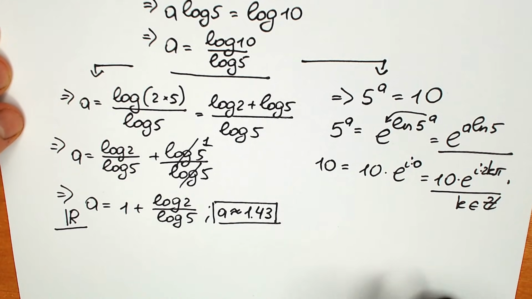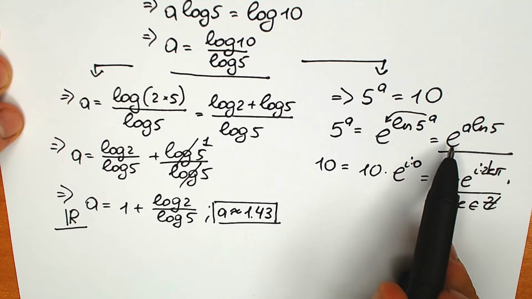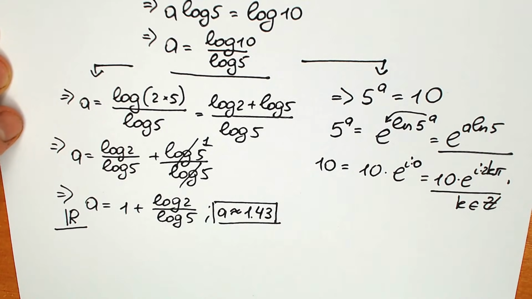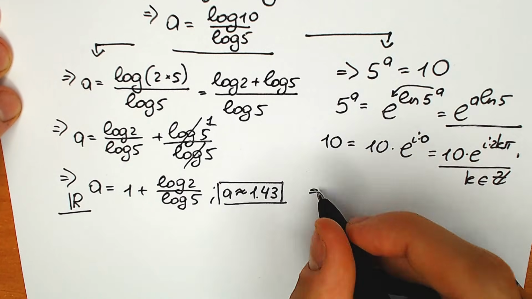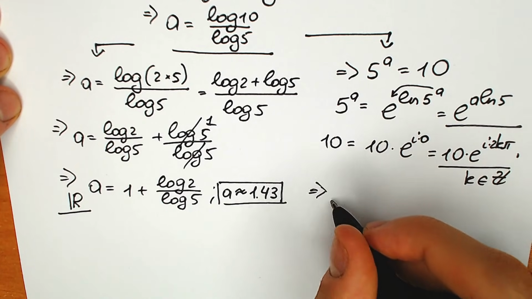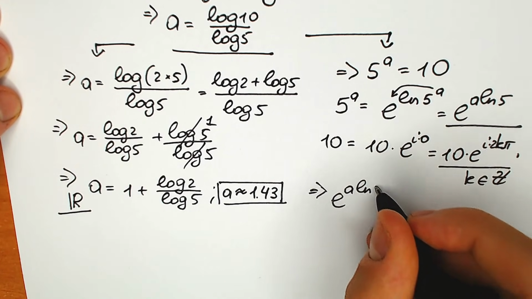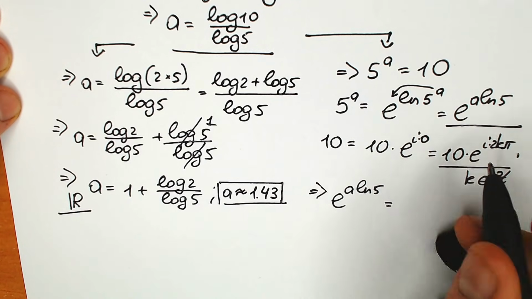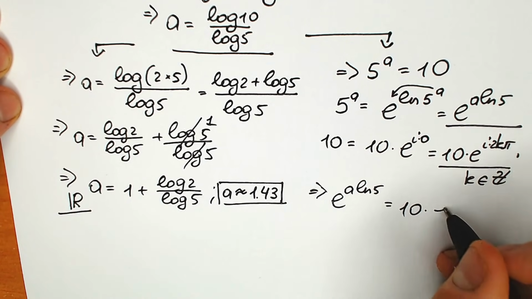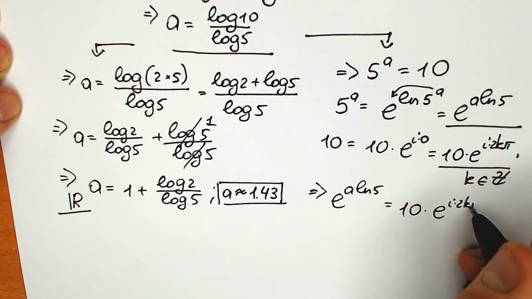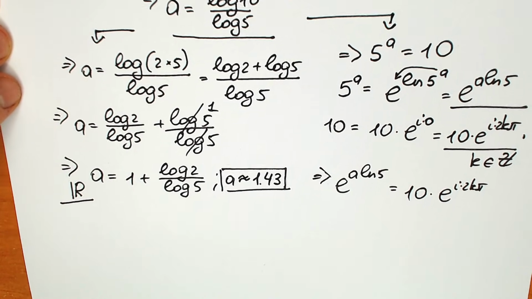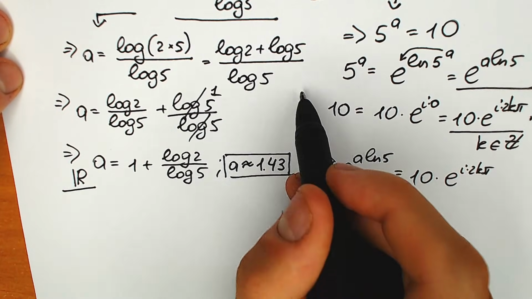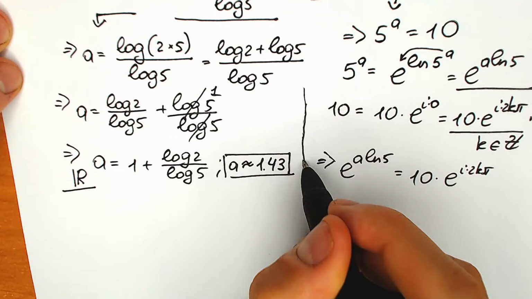Okay, right now let's do this. So instead of 5 to the power a, we're going to write this one, e to the power a times natural log 5, which is equal to, instead of 10, we're going to write this one. So 10 times e to the power i 2k pi. Okay, right now let's solve it. How can we solve this? Right here, I'm going to separate it because this is not our solution.